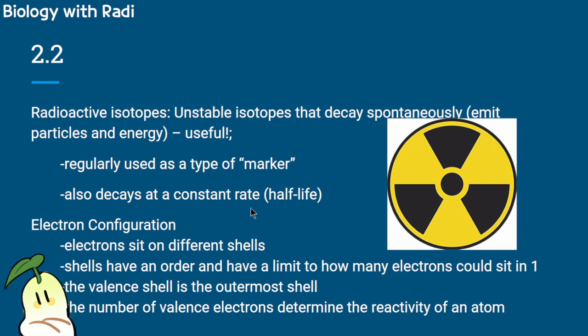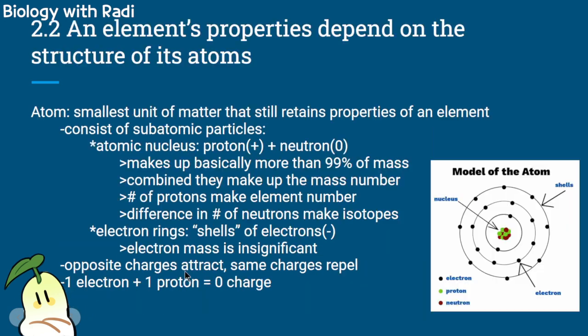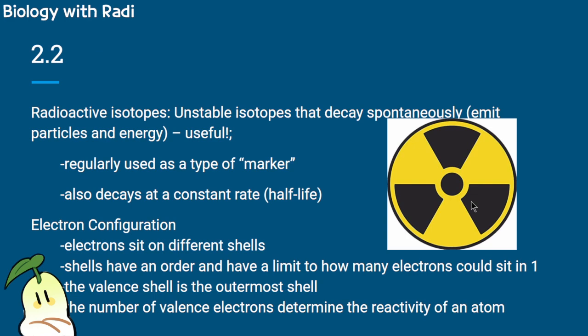And then next is electron configuration. Electrons occupy different shells. Shells have an order to how they're occupied. So in this model of the atom, when electrons fill up these shells, it's going to be the first shell, the innermost shell, first, and then the next, and then the next one. That's what I mean by order.